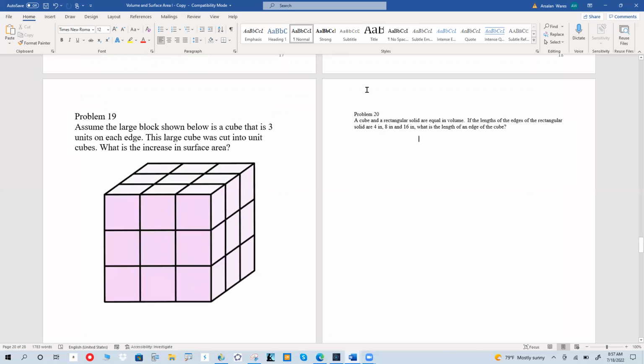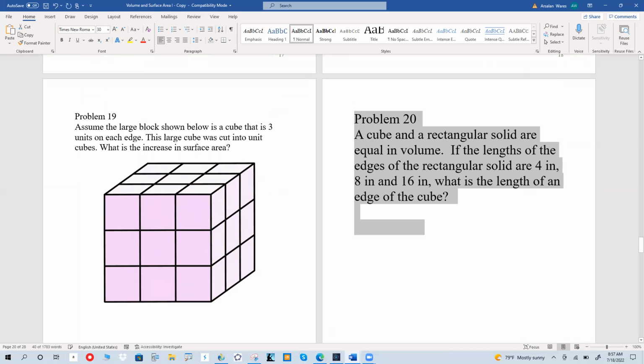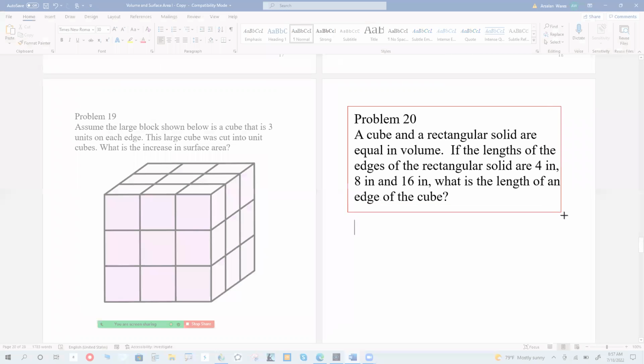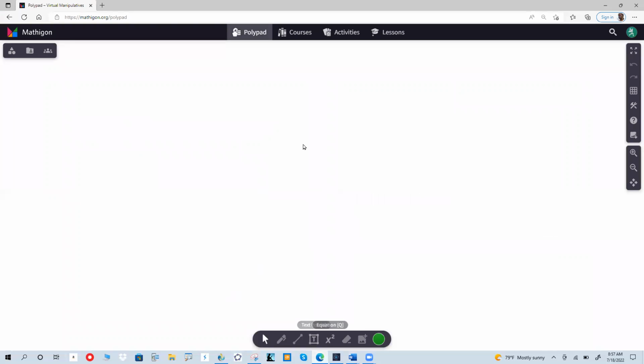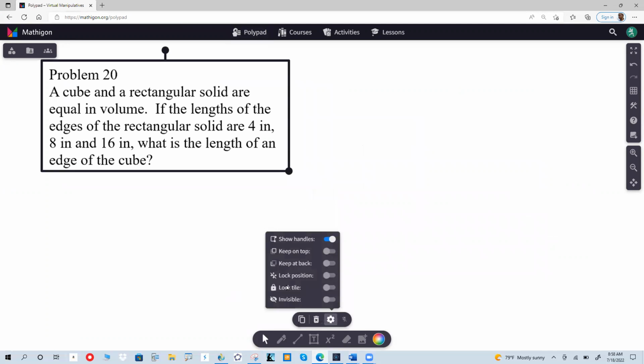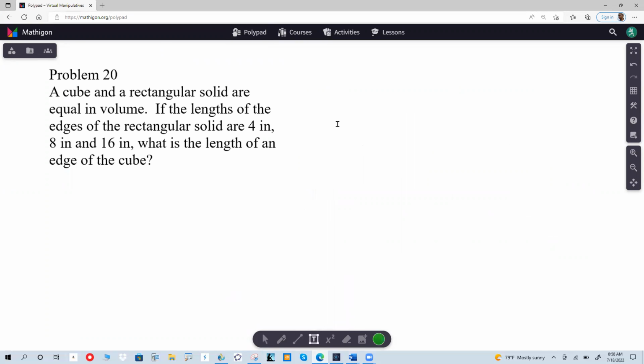Okay, let's try this one. A cube and a rectangular solid are equal in volume. If the lengths of the edges of the rectangular solid are 4, 8, 16, what is the length of an edge of the cube? I don't think it's that difficult, but let's do it. Okay. So this is going to be a problem where we don't have a picture, and that's okay. What's the volume of the solid?